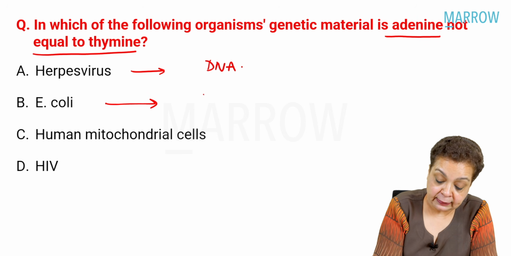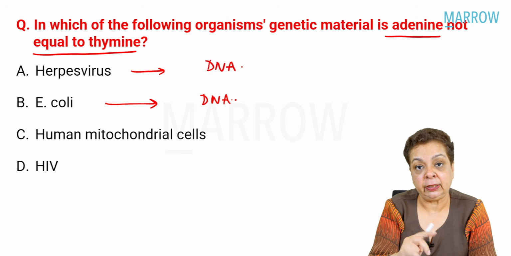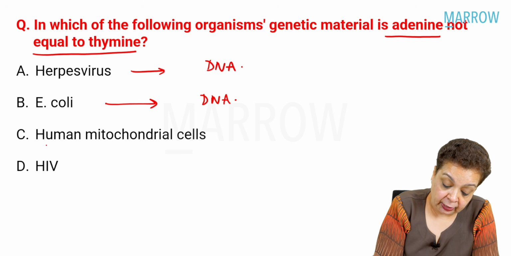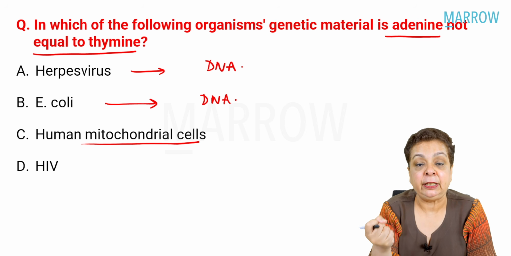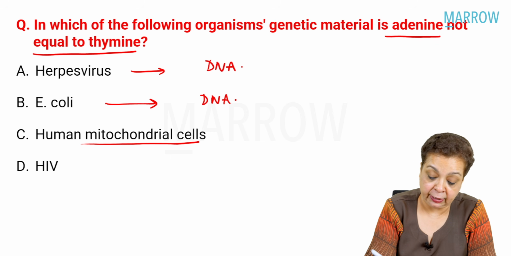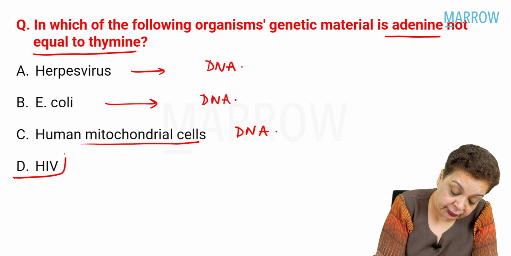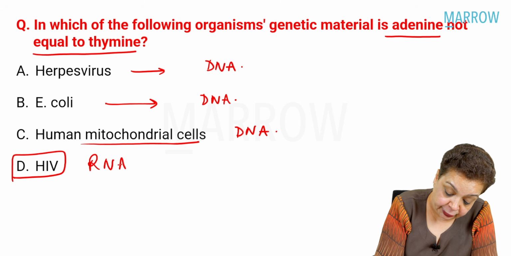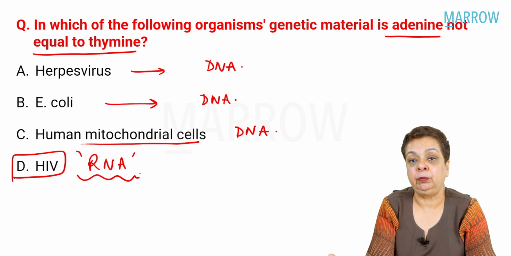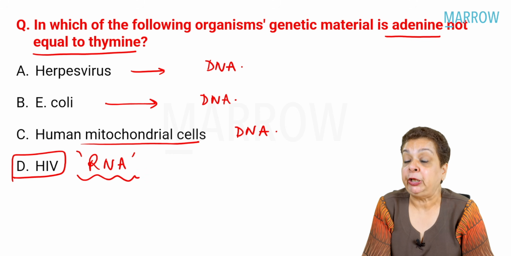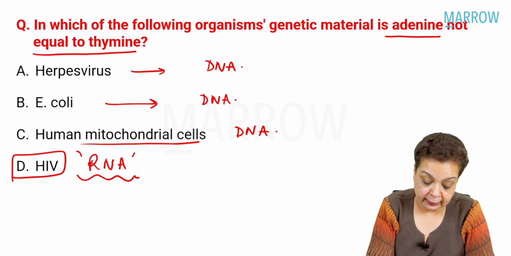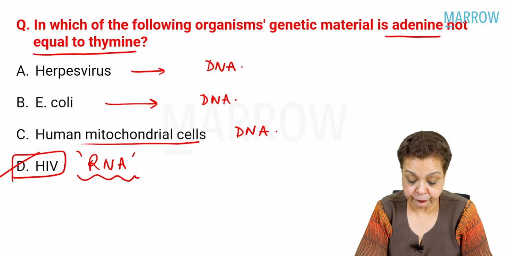E. coli has a DNA genome. Again, it's going to be equal. Human mitochondrial cells contain the genetic material as DNA. Again, they will have adenine equal to thymine. HIV has an RNA genome. Here there will be no thymine, there will be uracil instead. So that is our answer.